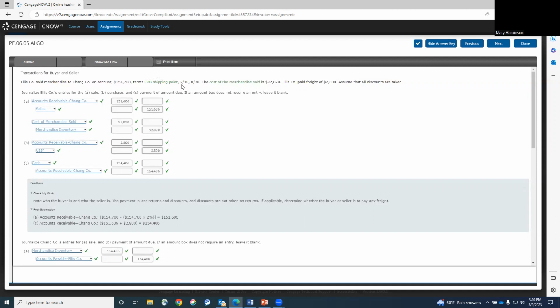And then we have the discount and the credit terms. 2% discount if paid within 10 days, our full amount due within 30. It provides us with the cost of the merchandise sold, which equals $92,820. And it says that Ellis Company paid freight of $2,800. All right. And it tells us to assume that all discounts are taken. So let's go ahead and look at how we calculated this amount for A.